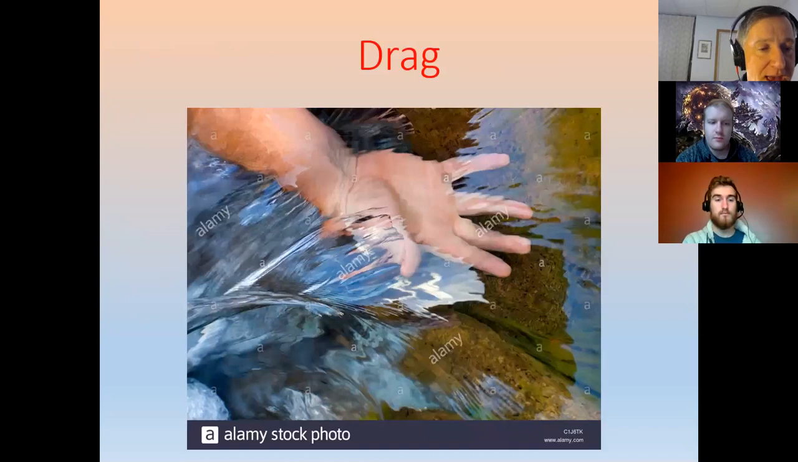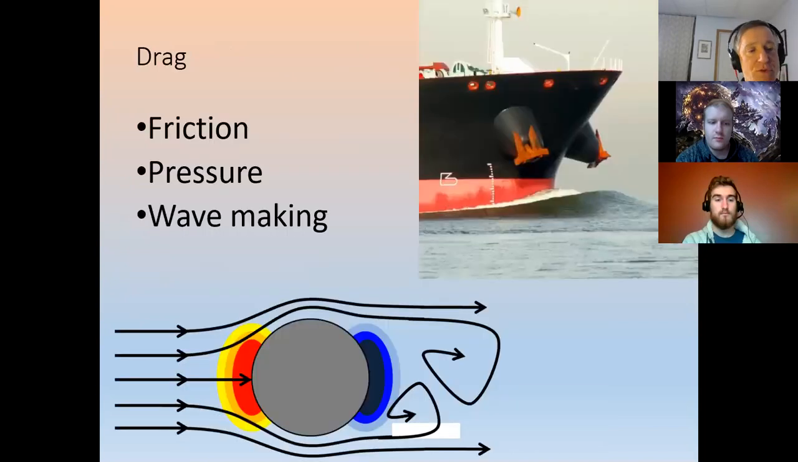So drag, we have a couple of elements to that. We have these three: friction, pressure, wave making. Again, wave making was lifting a fluid up against gravity, so it uses energy. Friction is the measure of resistance to flow as a function of velocity and the roughness of the material, and then pressure is a function of the velocity and the shape of the material or the form of the material.